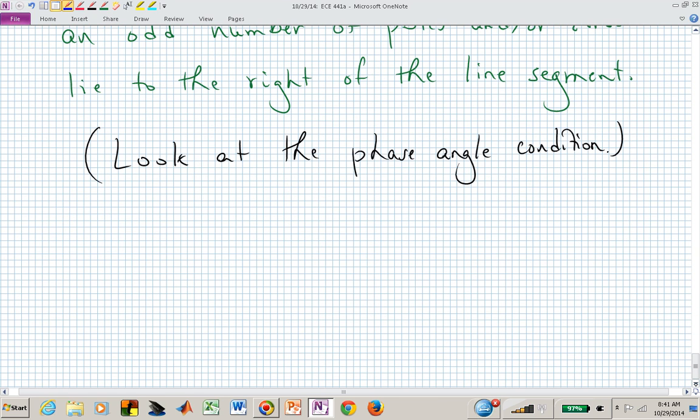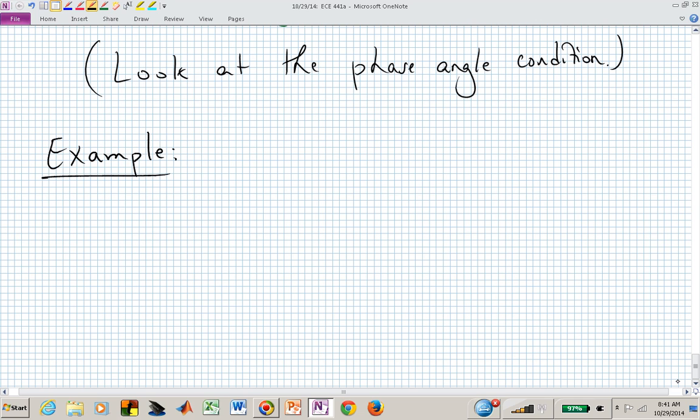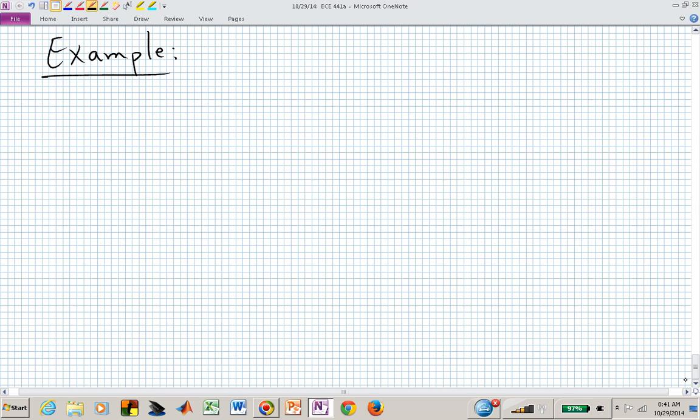Let's look at another example for Rule 2. And you always wondered why you studied even and odd numbers in mathematics. Now you know it's so you can sketch root loci.